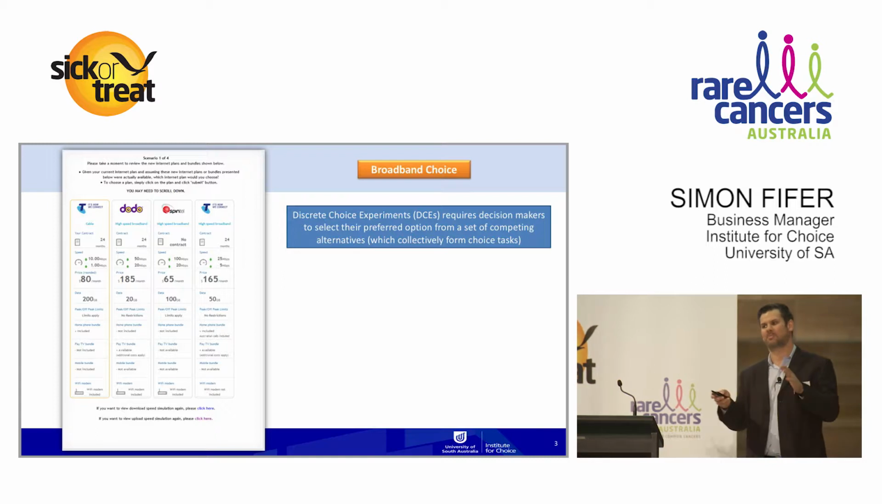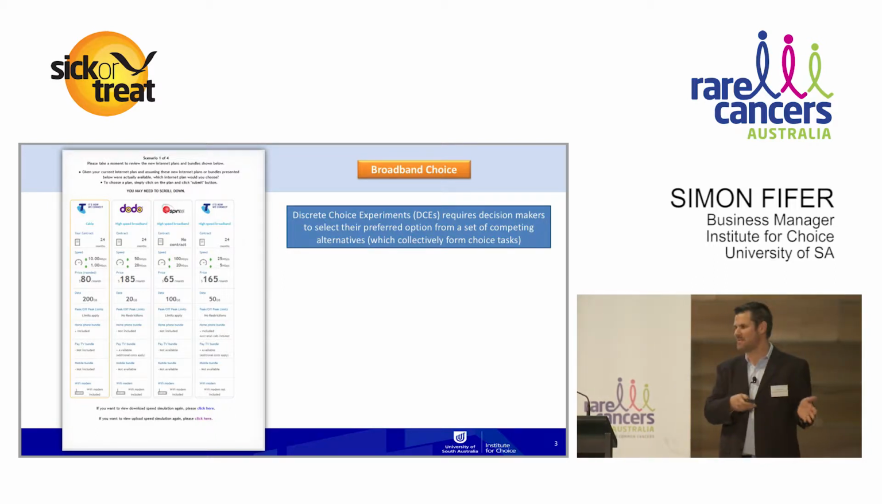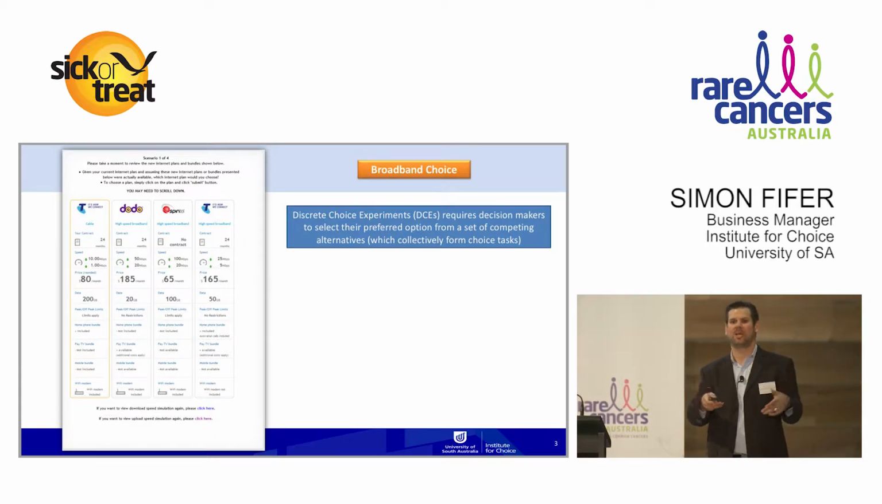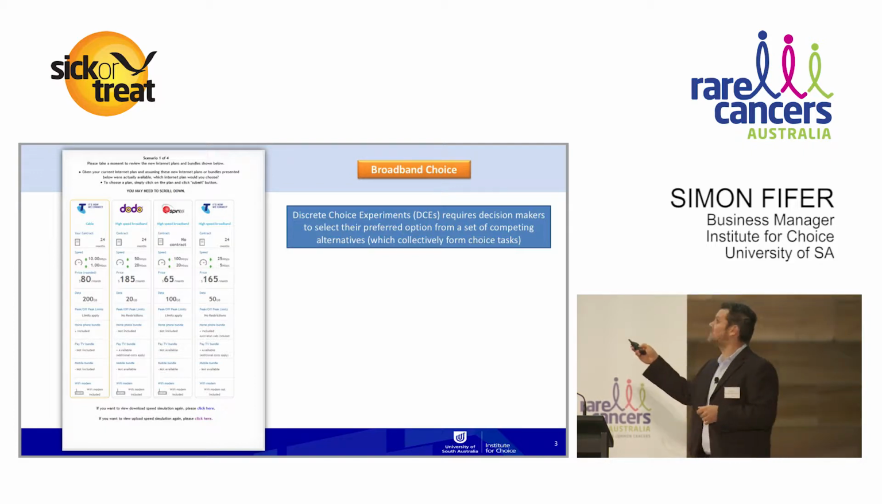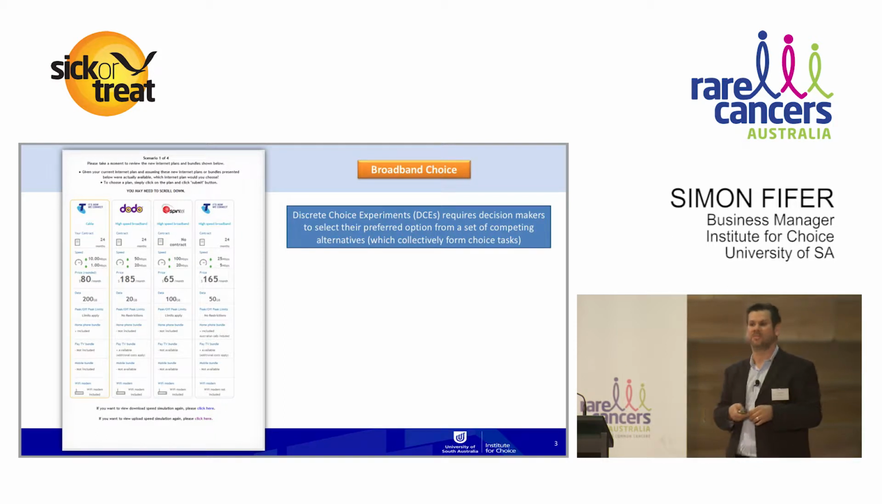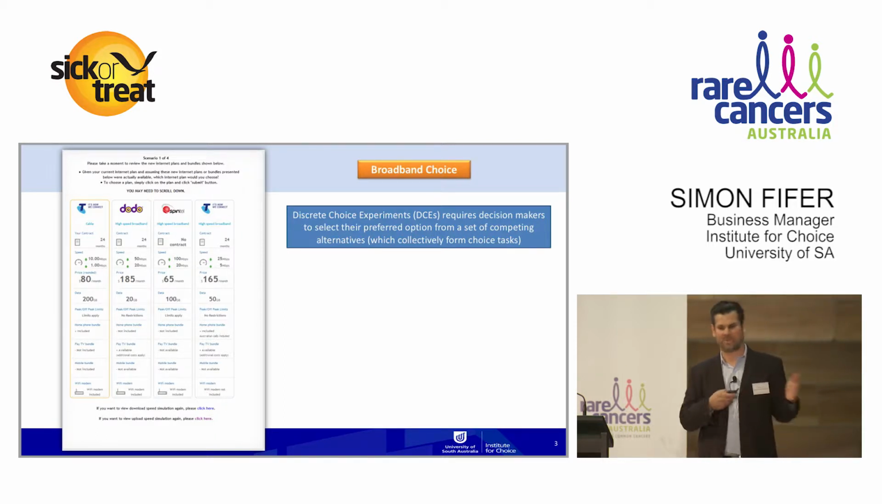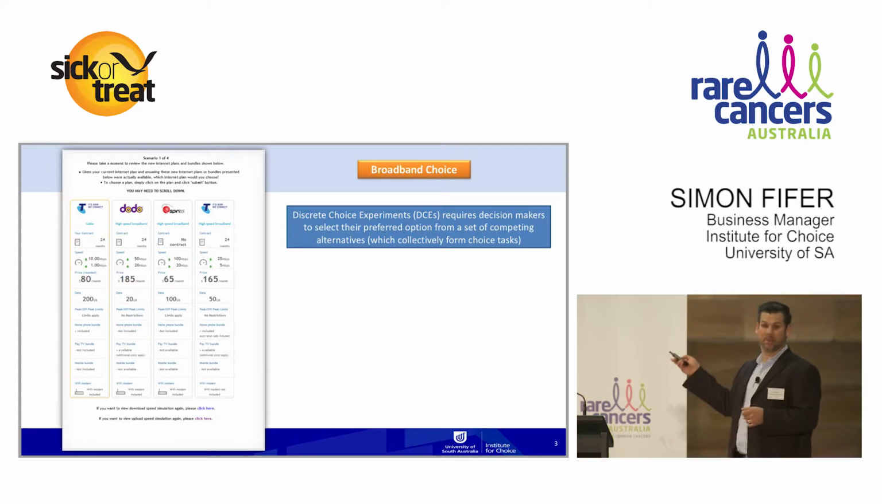With how choice modeling works, we present whoever the market is, the person that we're speaking to, a situation similar to the choices that they'd actually make. In this case, this is work we did for the Department of Communications valuing broadband speed. You're all familiar with the NBN? You want to know how much people value download speed? This is how you do it.